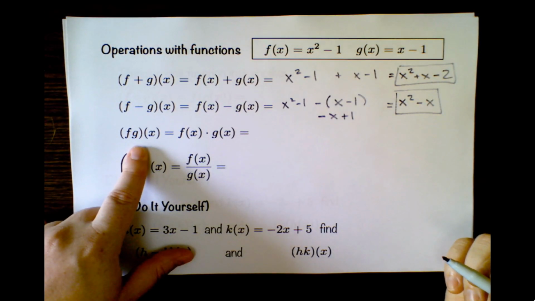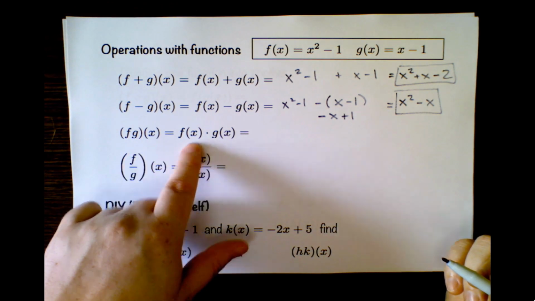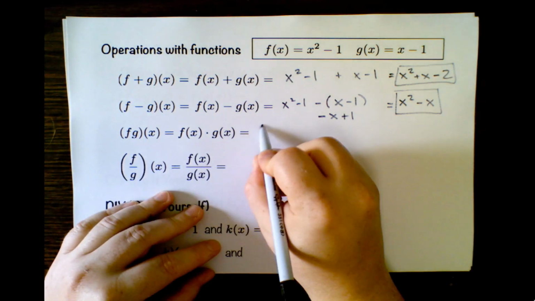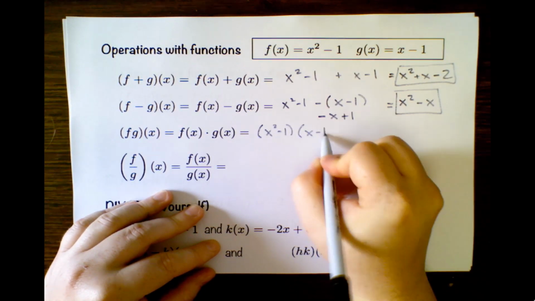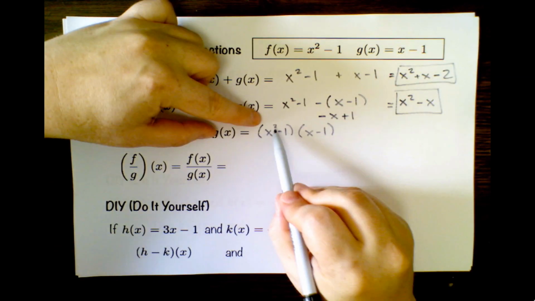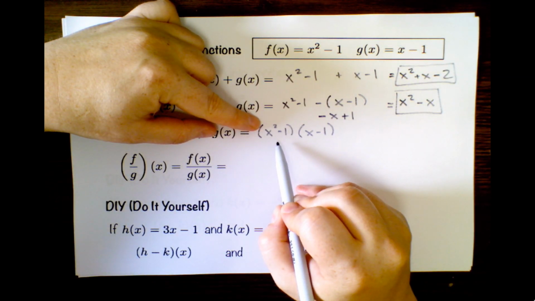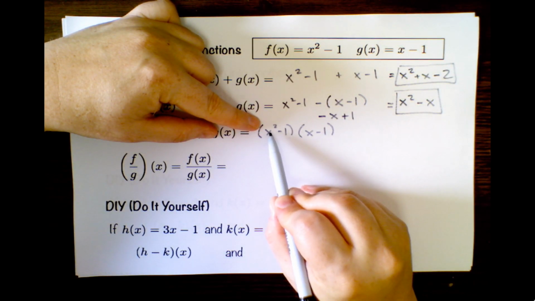Next, we have f times g of x. So I'm just going to take f of x, multiply it by g of x. x squared minus 1 times x minus 1. Okay, it's like going trick-or-treating. I don't know if you guys have done that. Every kid visits every house.